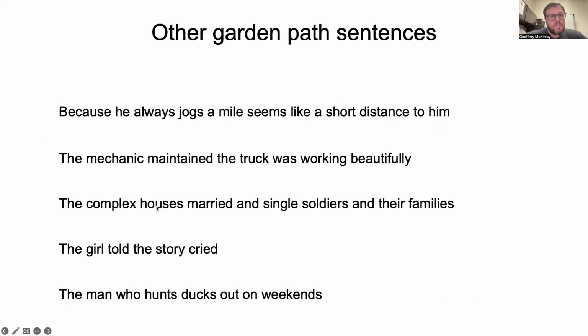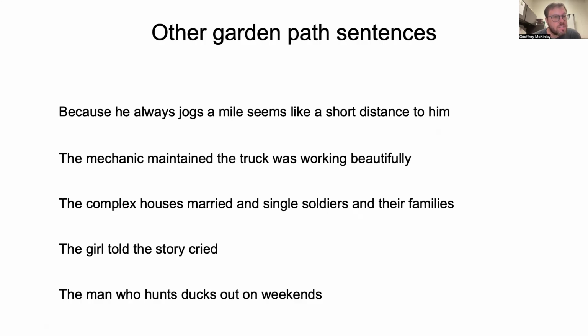And here are some other garden path sentences. I'm going to read them like a normal student will read them, so I'm going to read it wrong. Because he always jogs a mile. Well, that's wrong, right? It's because he always jogs, comma, so to speak, a mile seems like a short distance to him. The mechanic maintained the truck. No, it's the mechanic maintained that the truck was working beautifully.